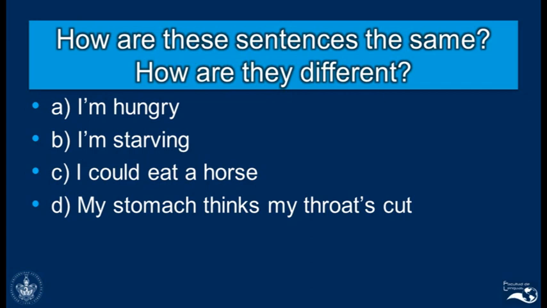For example, a person cannot eat a horse, or a person cannot be starving, because starving is a very strong word when people actually die from hunger. In the same case, my stomach thinks my throat's cut is giving the stomach human characteristics. There's a personification of the stomach because the stomach thinks, right? And therefore, even though the four sentences have the same meaning, we can clearly see that B, C, and D have an element of figurative language. In other words, we should not take the elements in their literal meaning.